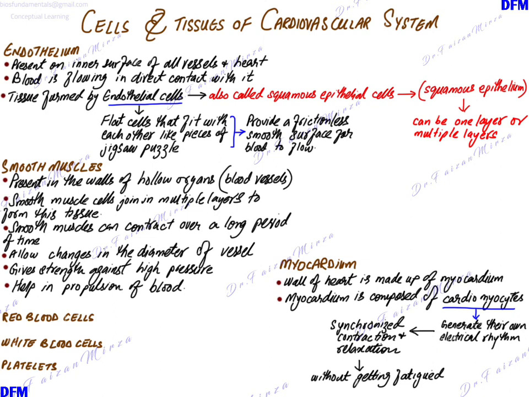For example, if the atria are contracting, not just one part of the right atrium, the entire right atrium and the entire left atrium will contract together. And this synchronized contraction of the cardiac myocytes allows synchrony in the atria as well as in the ventricles. And these cardiac myocytes do not get fatigued because of sustained contraction and repeated contraction-relaxation cycles.